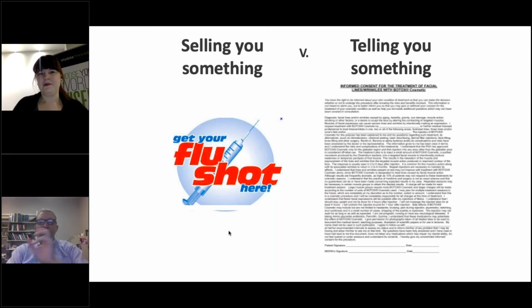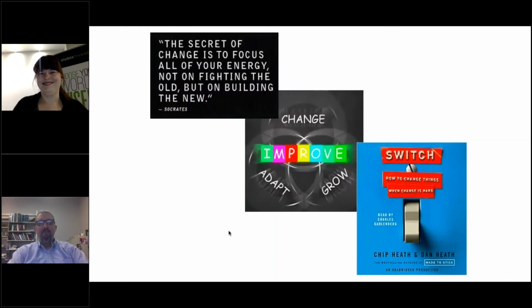But then once we get the lawyers and the regulators involved, we tend to do things that look like what's on the right side. There are examples all over, but this is a pretty good one. By the way, the Botox consent form is way better now, but that was the original one.